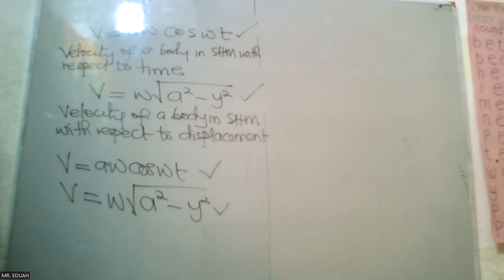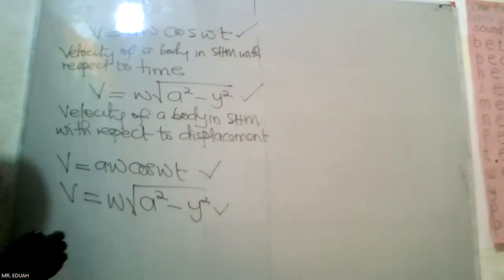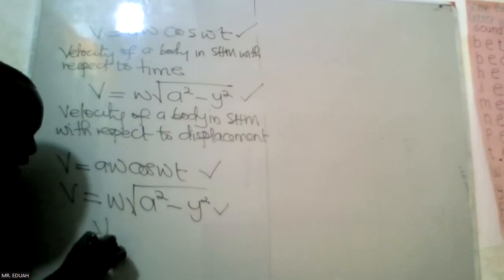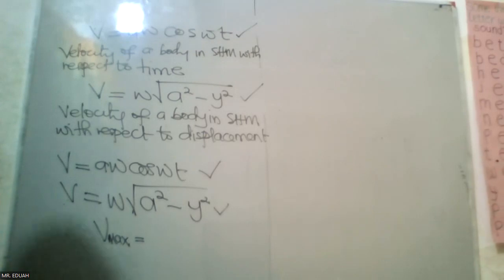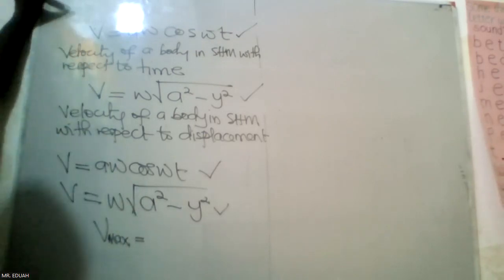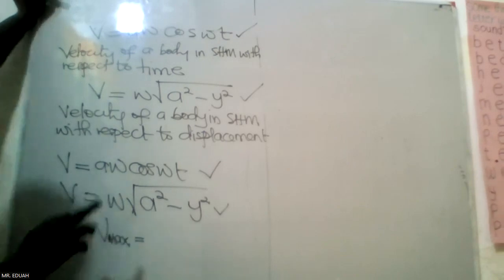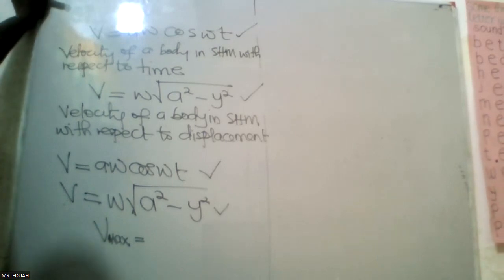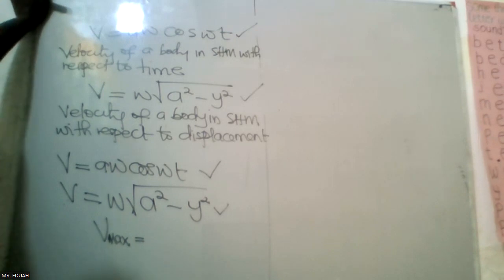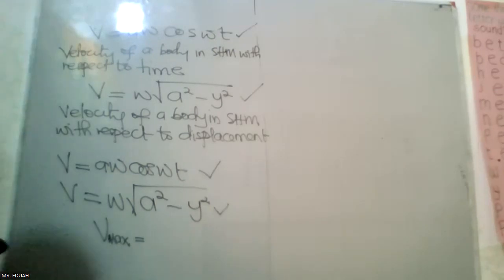For a body exhibiting simple harmonic motion, the maximum velocity is obtained at what point? Yes, we discussed it. Where do we obtain the maximum velocity? Deborah, for an oscillating body, where do we obtain the maximum velocity? Savior, please: at the mean point. At the mean point, the displacement is equal to 0.